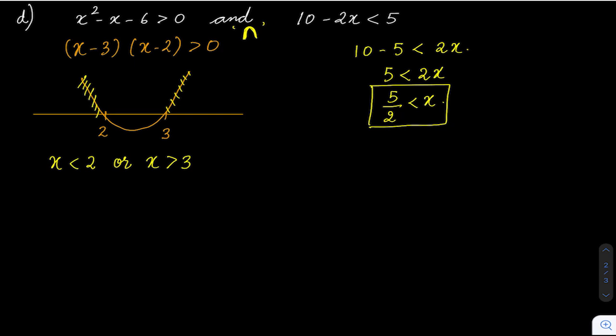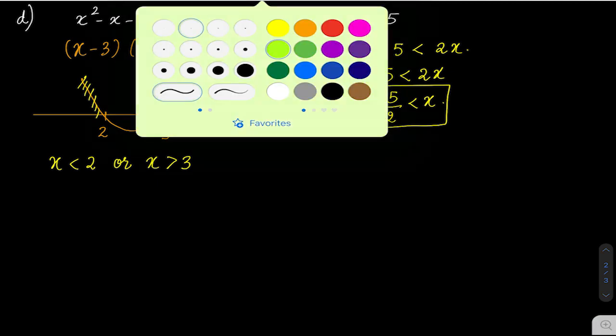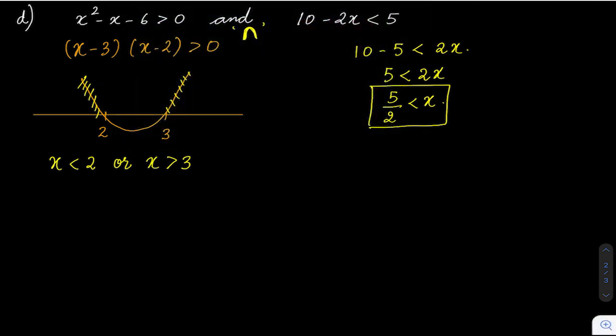I mean, x is greater than 2.5 and x is greater than 3. So what should be common here? X is greater than 3. That should be the common answer in both of these inequalities. But for some students, these values are a little difficult to think about orally. So in those cases, you draw a number line like this.